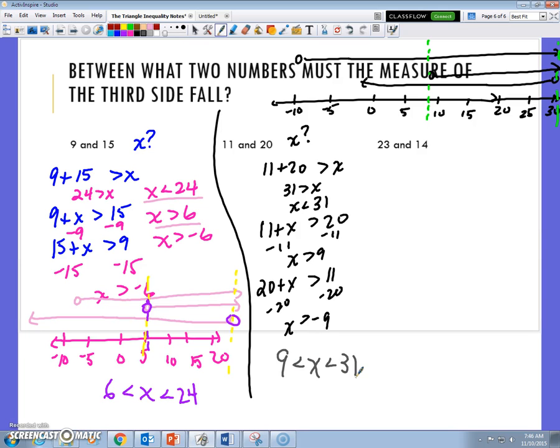Okay, and I'm putting less than, not less than or equal to, because this open dot makes my restriction not include it. All right, so 9 is less than x is less than 31. And I think you get the idea, so why don't we practice this one, and I'll see if you can figure out 23 and 14, what its last missing side is for the notes on your own. And that's it for today, the triangle inequality theorem.